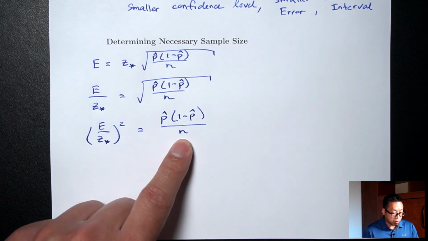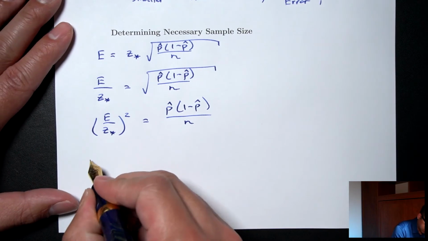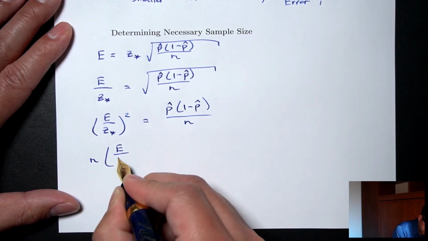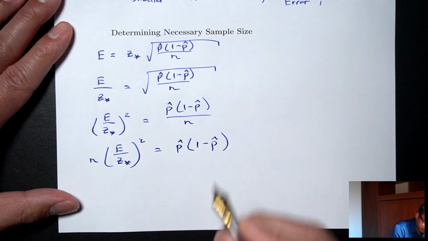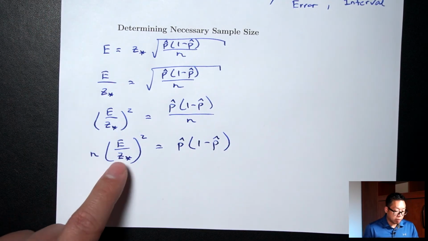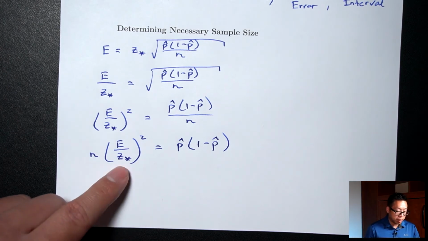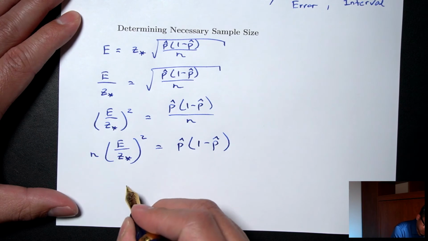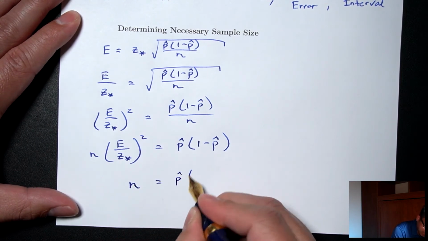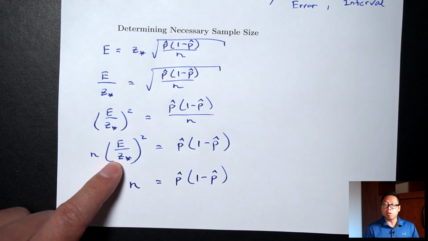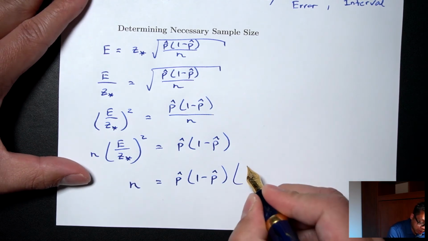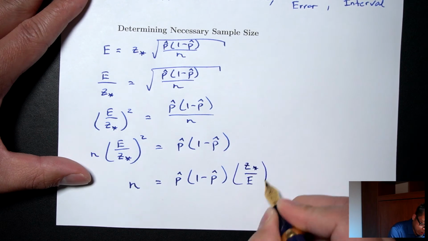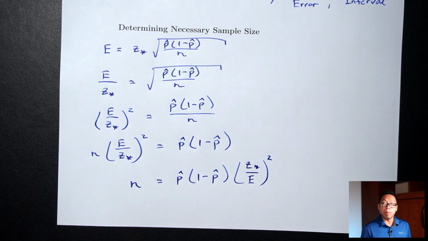Next thing I'm going to do is multiply the n over to the other side. So I'll get n times e over z star squared equals p hat 1 minus p hat. Okay, I'm almost done. I want the n by itself, so I need to get rid of this e over z star squared. So I'm going to divide both sides by e over z star squared. Okay, so the left side would now be n, right side p hat 1 minus p hat. Dividing by e over z star squared, or dividing by a fraction, is the same thing as multiplying by the reciprocal. Reciprocal just means flipped. So multiplying by the reciprocal would be z star over e squared. So n is by itself, and that's our formula for the sample size.